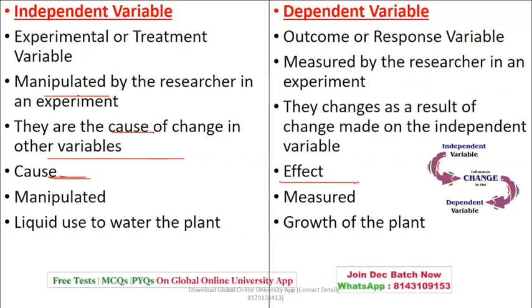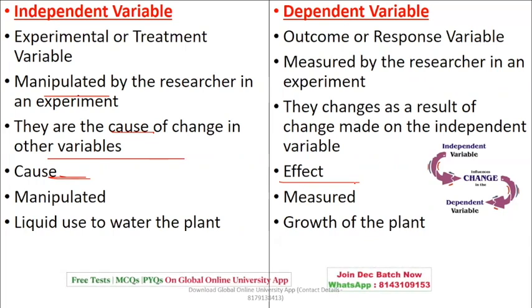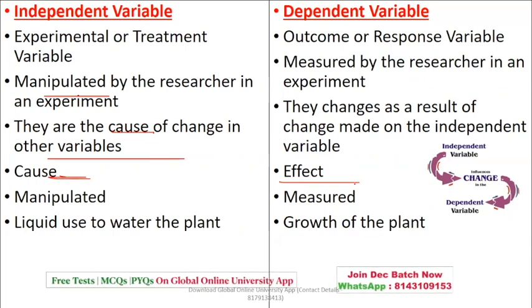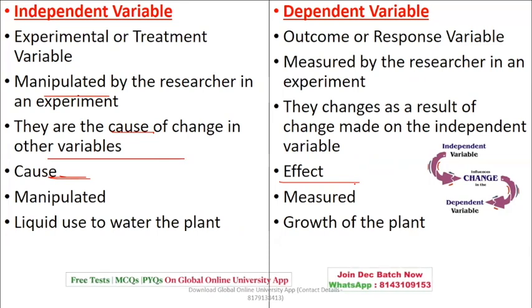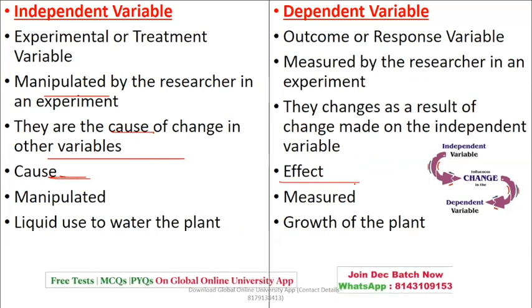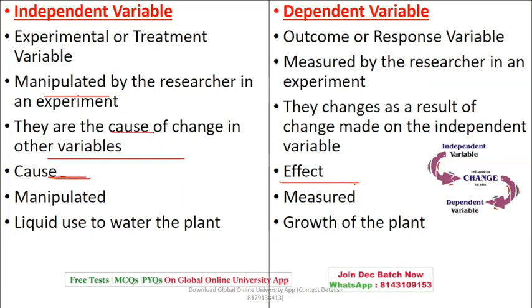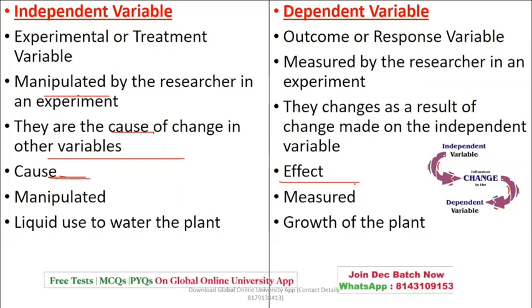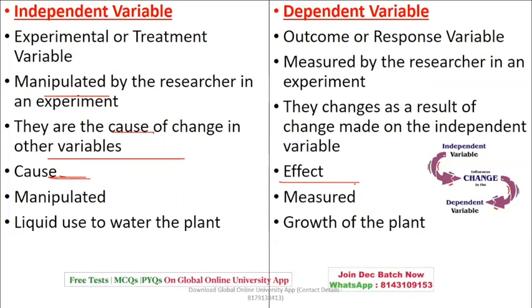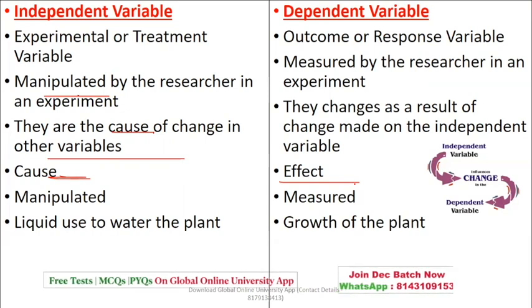Liquid used to water the plant, and the growth of the plant. So here the cause is the liquid, and the effect will be in the form of growth. So this is how your independent and dependent variable work. There are questions on this also. With the help of examples, they give you the questions. Okay.